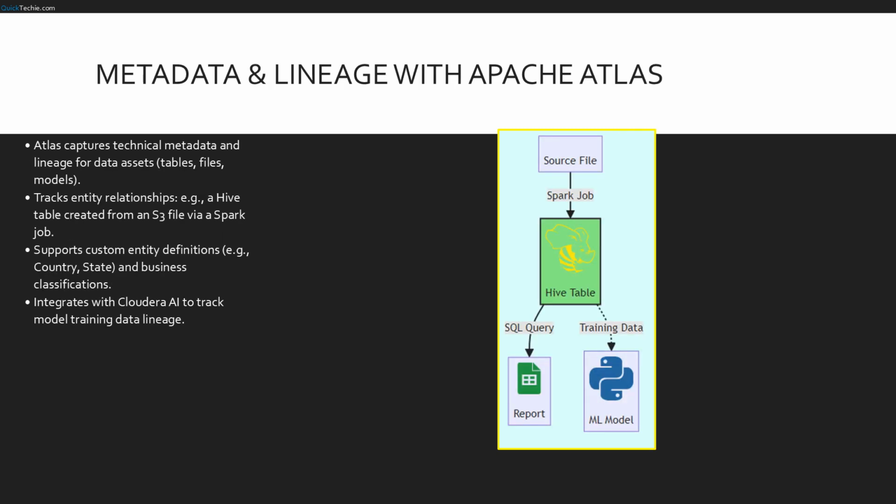Apache Atlas is your window into data provenance. It captures metadata and lineage events across the platform. For example, if a Spark job reads a file from S3 and writes to a Hive table, Atlas records that relationship. This allows you to trace data from its source to its consumption.